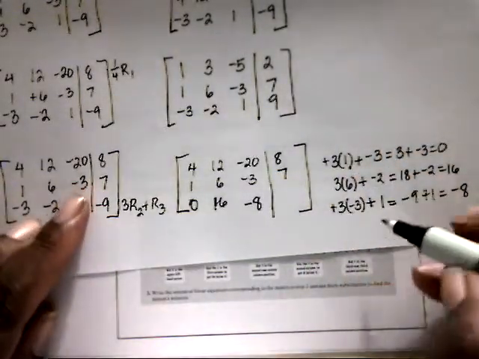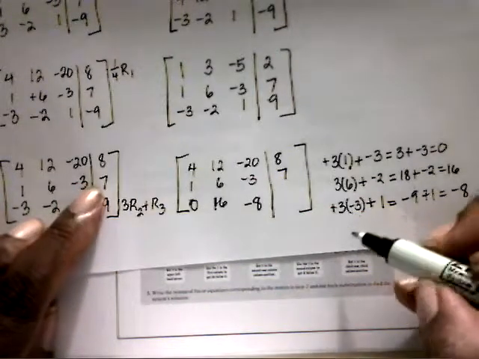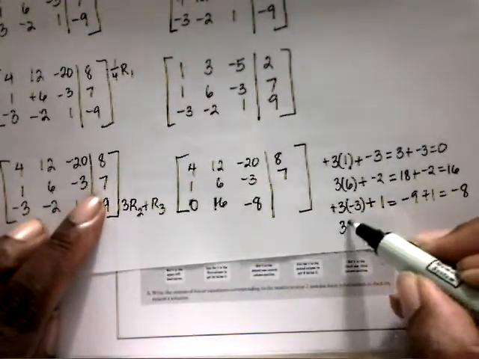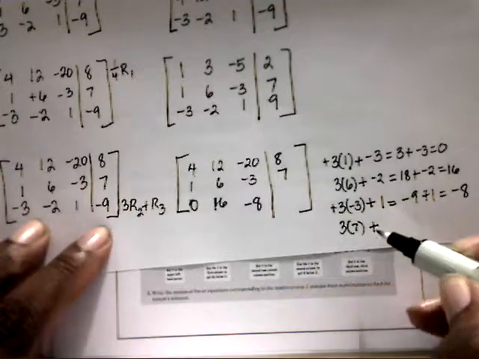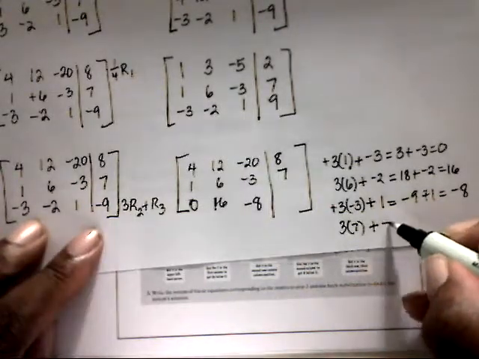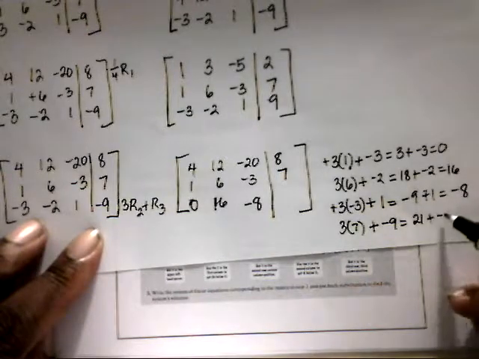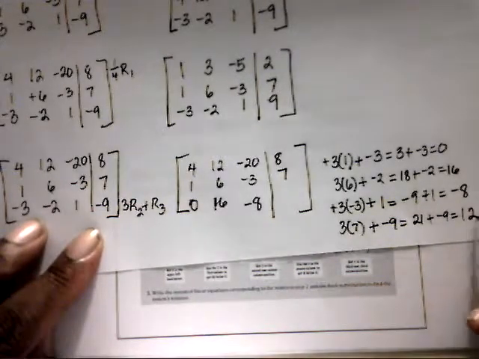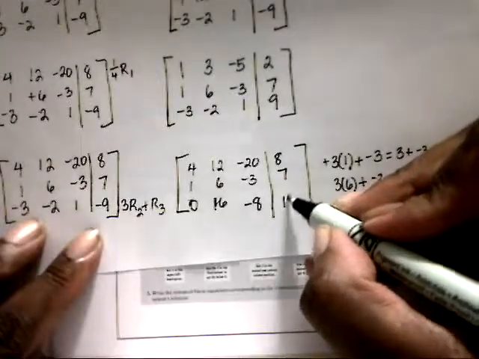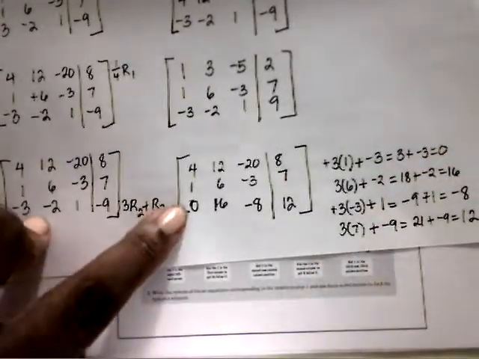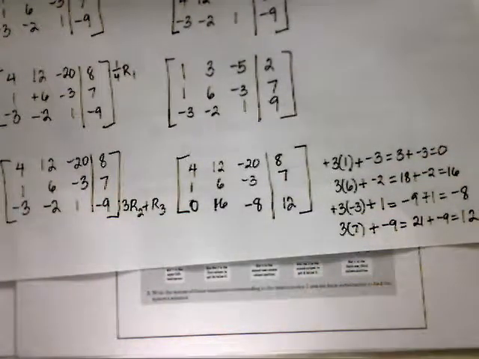And then finally, this constant in the second row is 7. 3 times 7 plus this constant in the third row, that's negative 9. 3 times 7, that's 21. 21 plus negative 9 is 12. So that 12 goes there. That's the new row 3 after doing 3 times row 2 plus row 3.